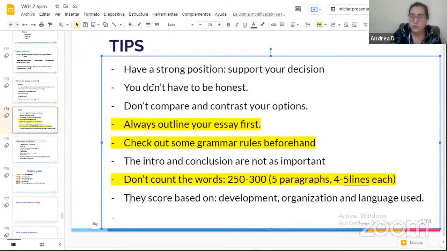Any questions so far about those tips, about what I just said? I can take this off. Everything okay?